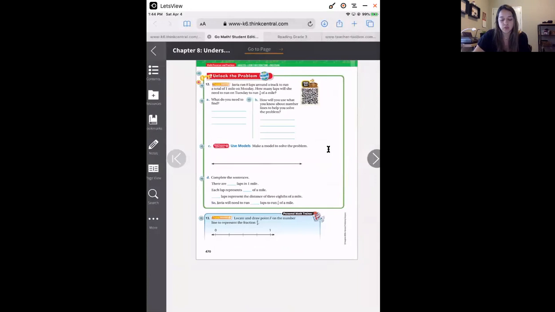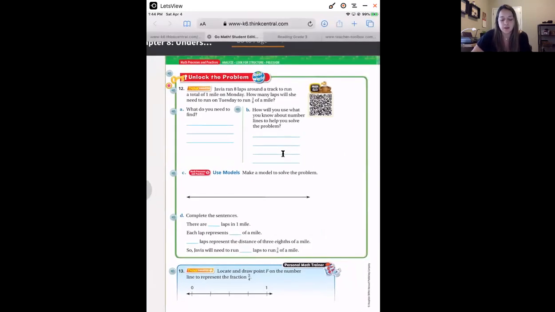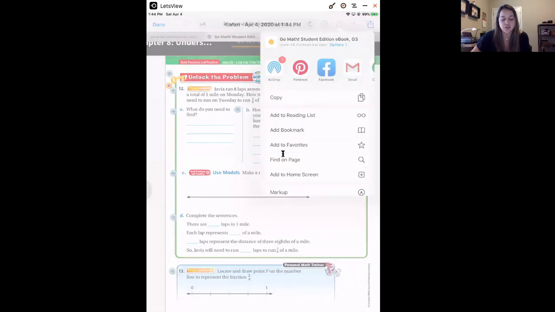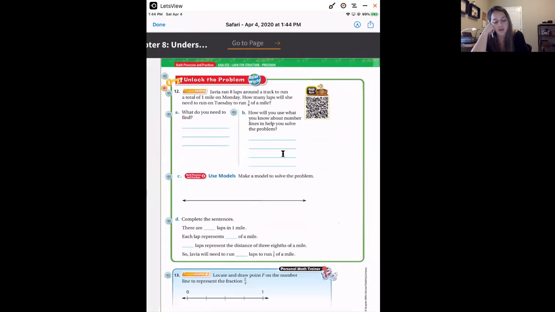You're going to unlock this problem, okay? I'm gonna give you some clues about this one. So I'll read it to you, okay? Javia ran 8 laps around the track to run a total of 1 mile on Monday. How many laps will she need to run on Tuesday to run 3/8 of a mile?